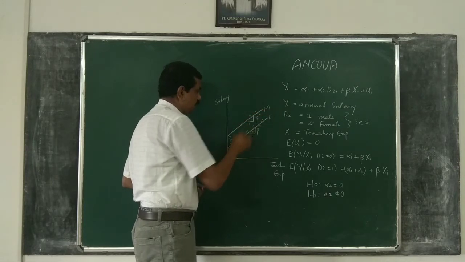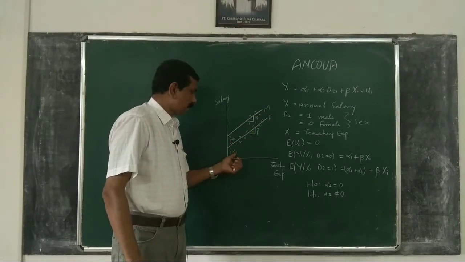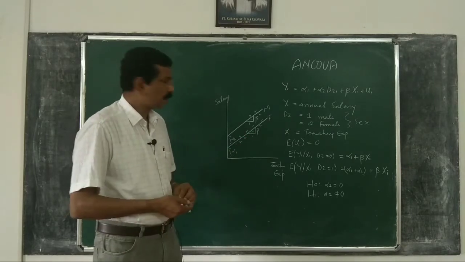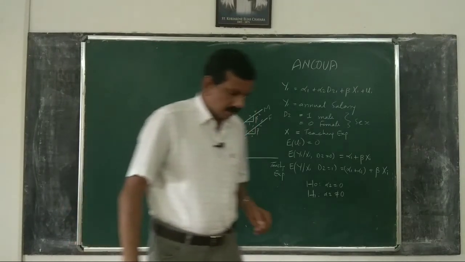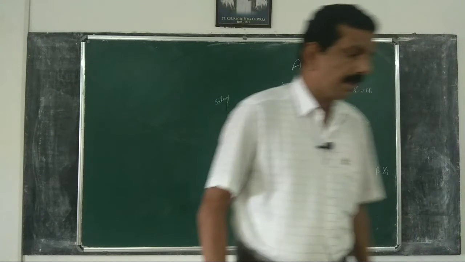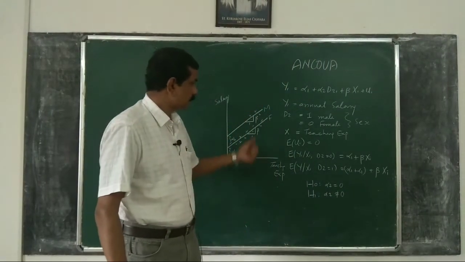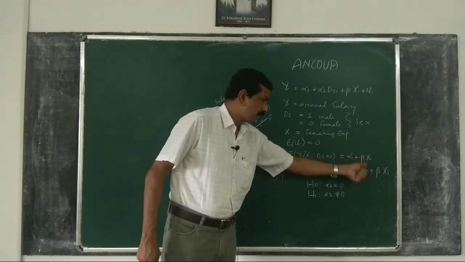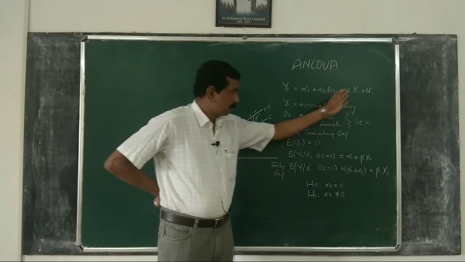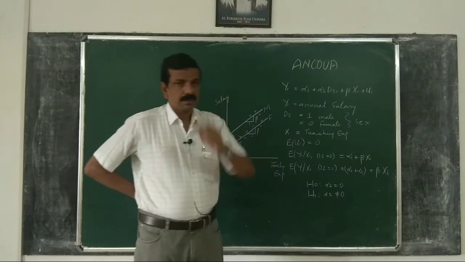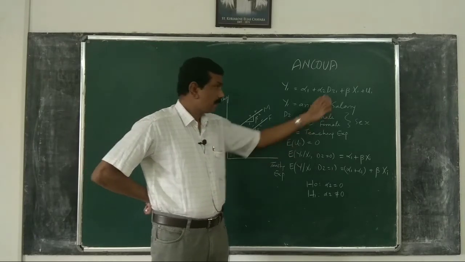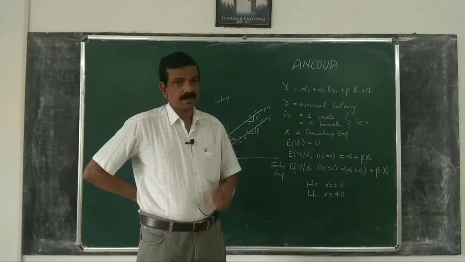On the assumption that alpha 2 is significant, you have two regressions. And as you can see here, these two regressions are parallel, because it is assumed that beta is the same for male and female teachers. What I say is, as experience increases by 1 unit, beta is the increase in salary, say annual increase in salary. Annual increase in salary is the same for male and female teachers.